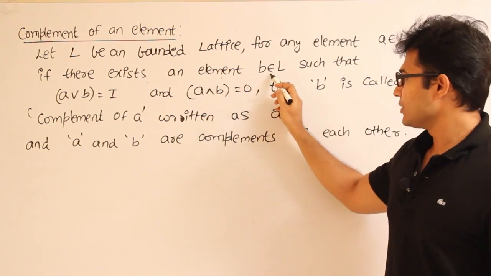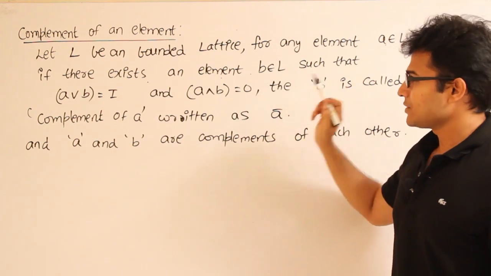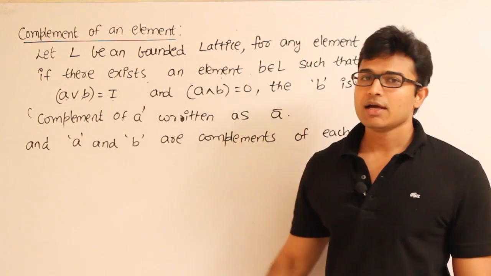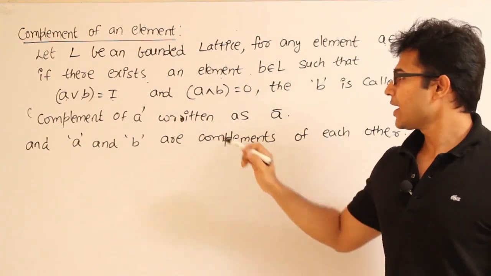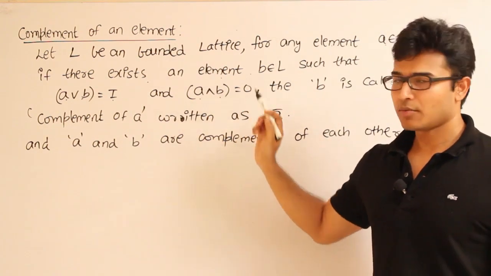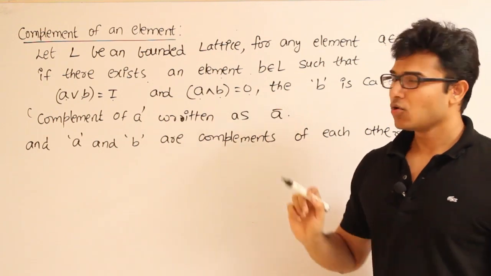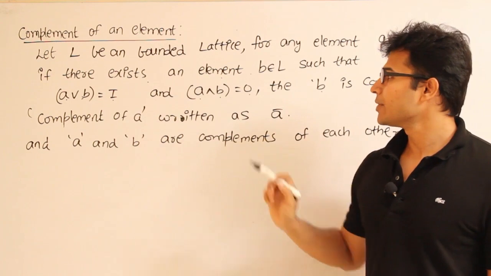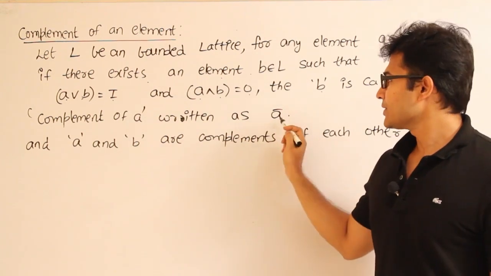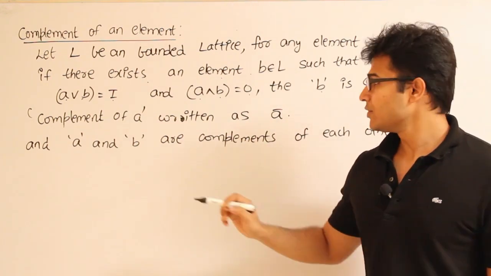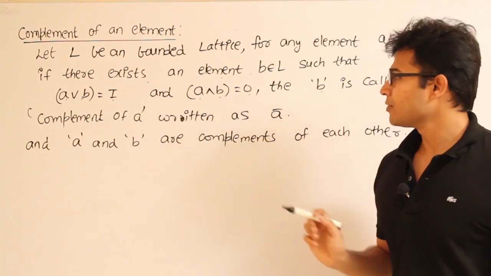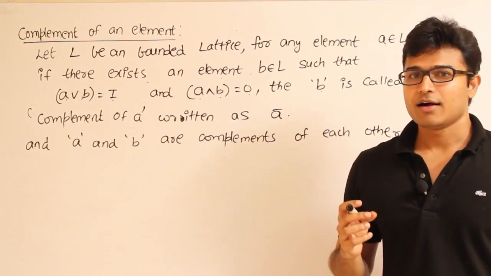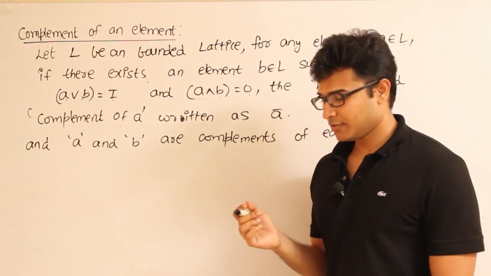If there exists an element b belongs to L such that when I join both of them, we should get the upper bound of the lattice, and when I apply the meet operation, we should get the lower bound of the lattice, then such an element b is called complement of a. It is also written as a complement, and we say a and b are complements of each other. I don't know whether you understood this or not. I'll just take an example and explain it to you.